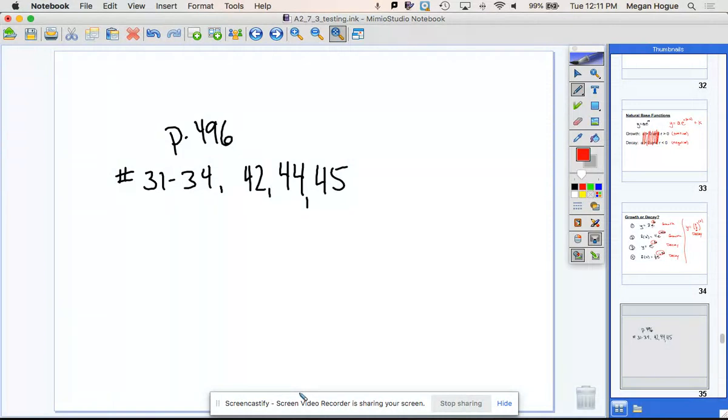And I'll tell you what, if you finish 31 through 34, you can put your stuff up. 31 through 34 is just identifying growth and decay. I do want you to write down the equation though. So write down the equation, say growth or decay. If you want to put G or D, you are welcome to do that. You don't have to write out growth or decay, but you do need to write down the equation. So if you finish 31 through 34 and you want to take a break, put your stuff up, you can.